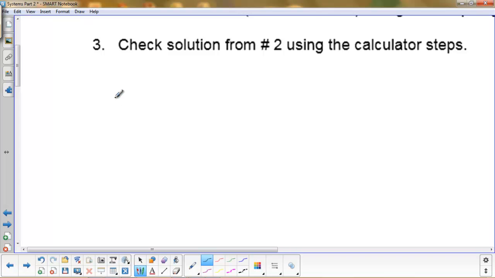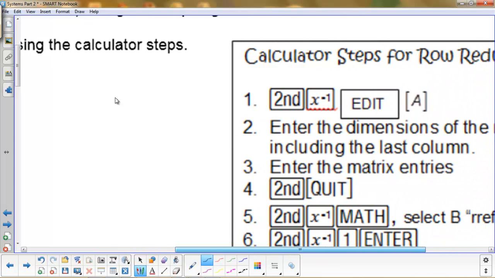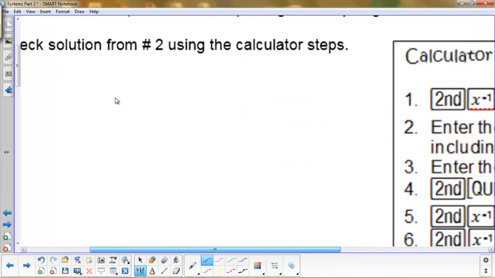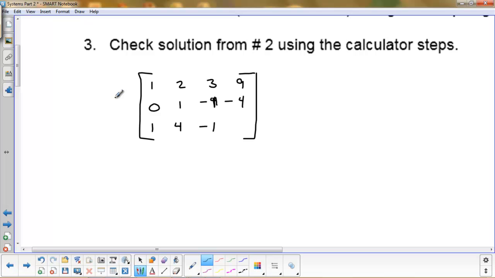Now we're going to check our solution using the calculator steps that are right here off to the side. So I want you to take a look at those right now, and we're going to go ahead and address that before we move on. So the first thing I want to do is write in the original augmented matrix. That's going to be 1, 2, 3, 9, 0, 1, negative 1, negative 4, and then 1, 4, negative 1, negative 5.